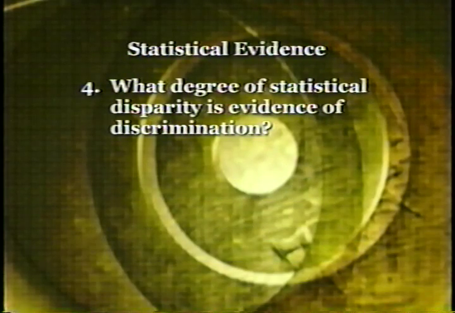What degree of statistical disparity is enough to infer discrimination? The Supreme Court and other courts have adopted a basic test that says, if the disparity is more than two or three standard deviations from what would be expected to be the case, that is enough to infer that something did not occur by chance. But it may not be enough to infer discrimination. A standard deviation, by the way, is a statistical test for measuring whether something occurred by chance or not. And the size of the statistical sample can affect the validity of the results. How many instances of the alleged discriminatory action took place?